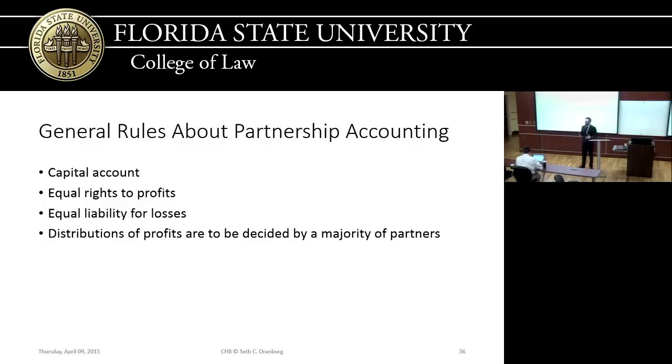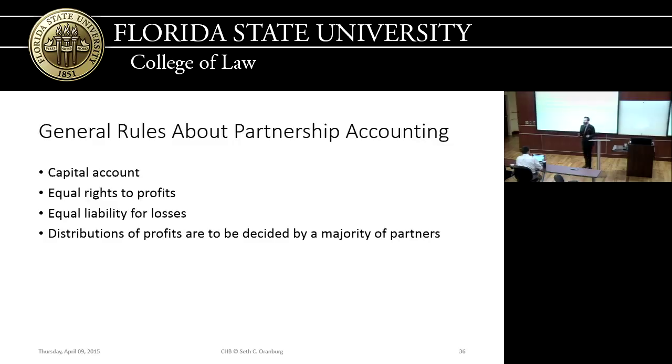A default rule is that each partner has an equal right to profits and equal liability for losses. Again, it's a default rule. So you may want to have a different structure if one partner is the money and one partner is the labor. In fact, you may want a different structure. Maybe if one partner's the money and one's the labor, you want a limited partnership, right? But here we're in general partnerships, and this is a default rule.